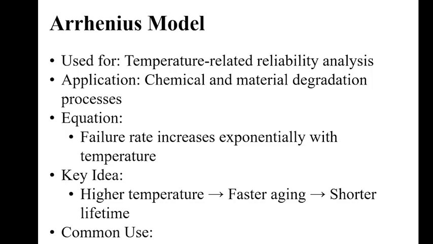The Arrhenius model is commonly used in industries such as electronics and materials science to predict how components like semiconductors and insulation materials will behave over time. By applying this model, you can estimate product lifespan under normal operating temperatures based on the accelerated test data.